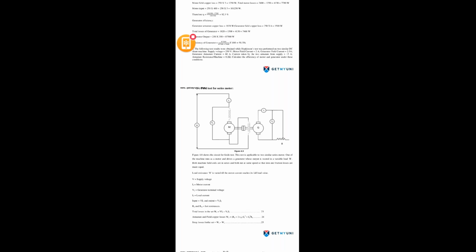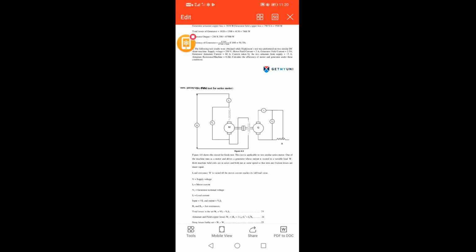Now this is the circuit diagram for the field test for a series motor. So here the name itself indicates the field test, right? We are testing by using the field winding. By using the field winding, we are going to do the test by this method. Now if you observe the diagram here, we are considering the motor and generator set. Here the motor is acting as a prime mover and the generator is acting as a load.